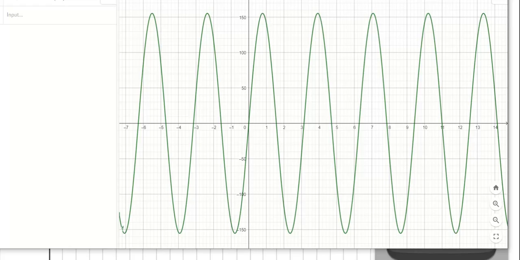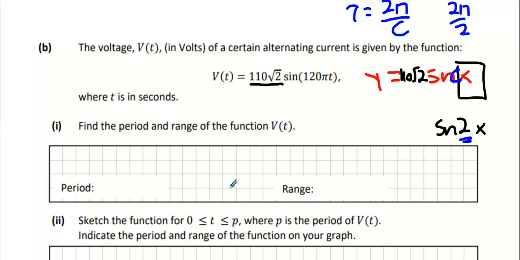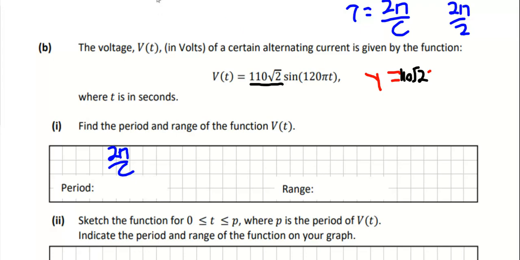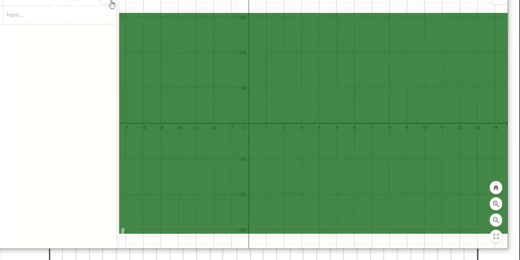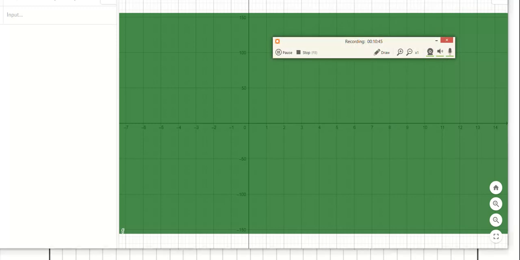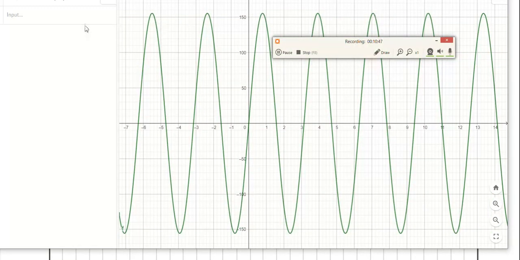Now, to get the period of the function, we're going to do 2 pi divided by c. The c value isn't 2 in this function. The c value is actually 120 pi. Once again, I'm going to see if my GeoGebra will allow me to do 120 pi here. Whatever I just did did not go down well with the calculator. Okay, so let's try this again.